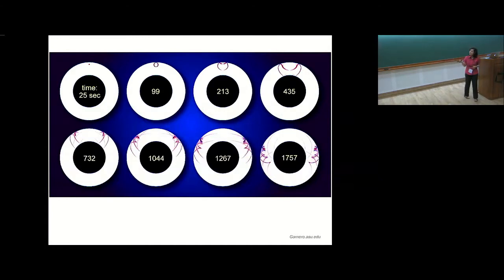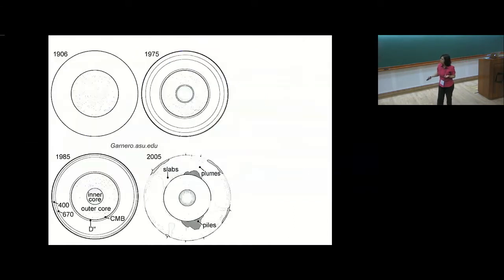So the next slide shows a way our understanding of the Earth's interior has evolved through time. In 1906, this is all we knew about the Earth's interior. We had the Earth, and then we had the core. That's all we knew in the beginning of the 1900s.